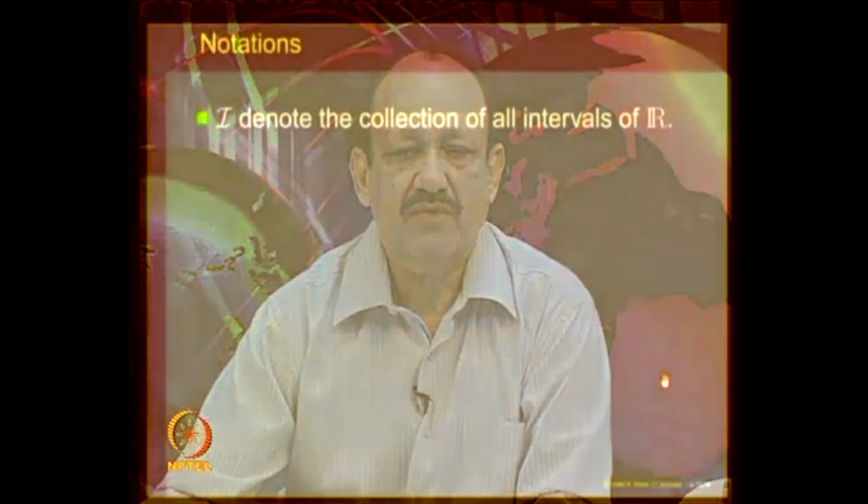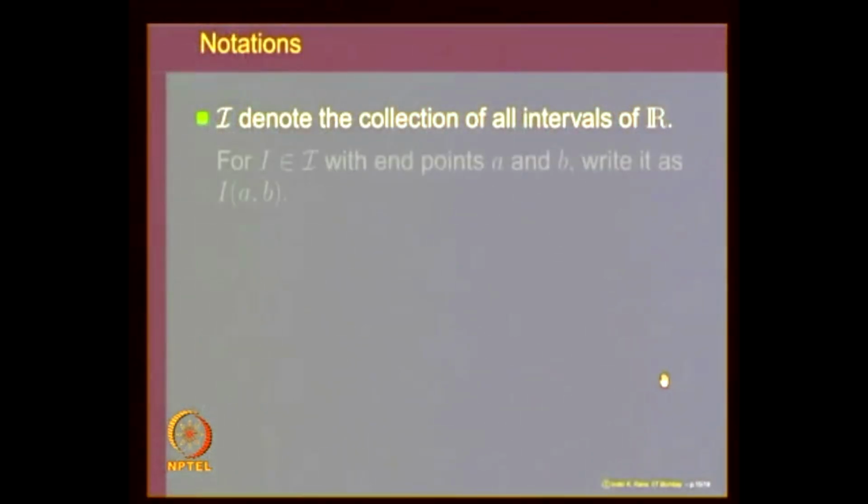Next we give an important example of a measure which is defined on the collection of all intervals in the real line. So to do that, let us fix our notations. We will denote by I the collection of all intervals on the real line. For an interval I with endpoints a and b, the left endpoint being a, the right endpoint being b, we will write it as I, a comma b. So a will denote the left endpoint and b will denote the right endpoint.